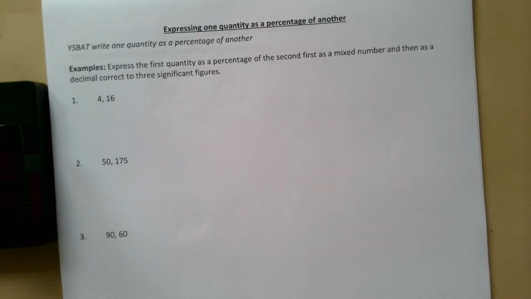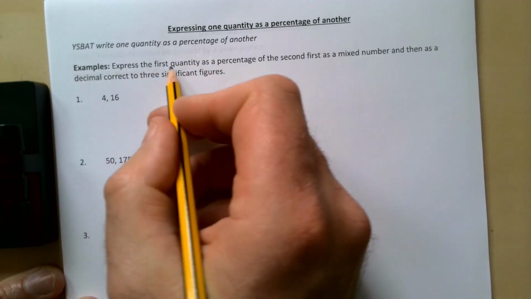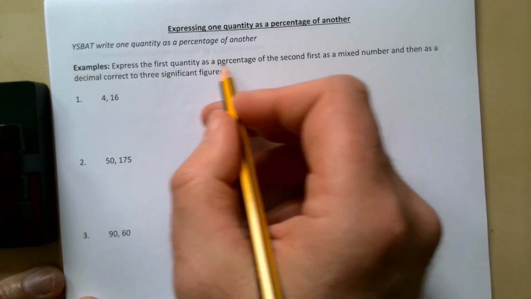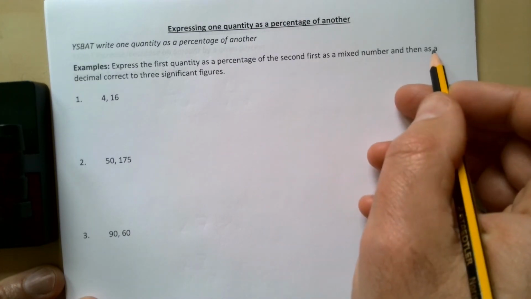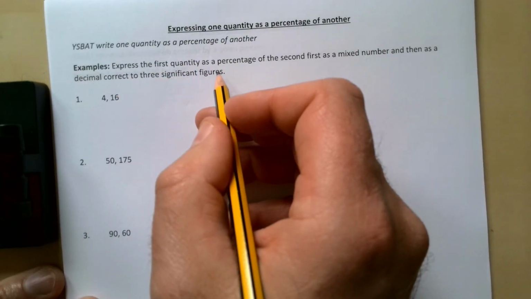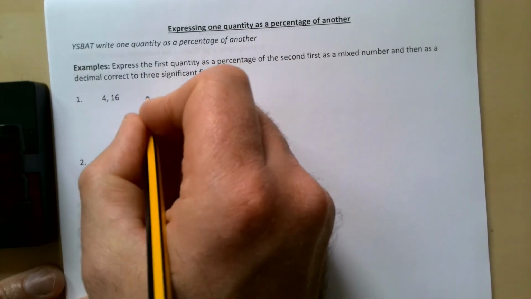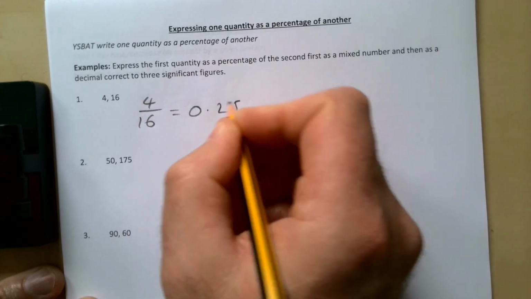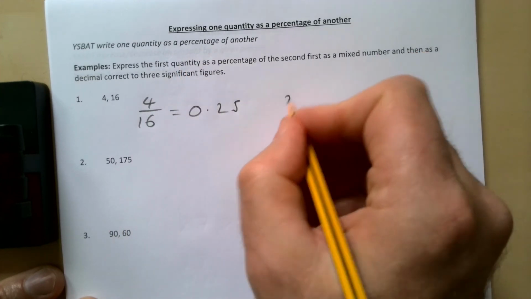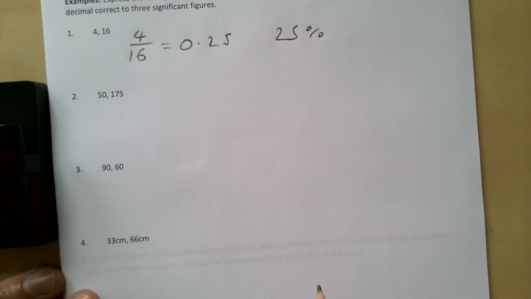So 4 and 16. Express the first quantity as a percentage of the second, first as a mixed number and then as a decimal. Correct to three significant figures. So 4 over 16 is of course 0.25. As a percentage, it's going to be 25%. We don't need to go top heavy or anything like that.